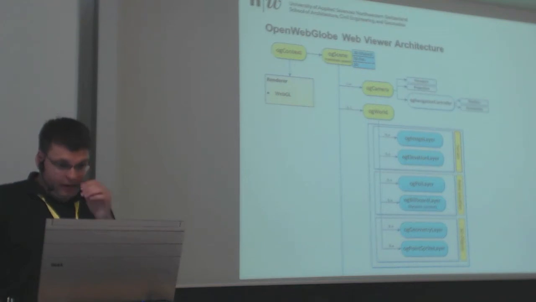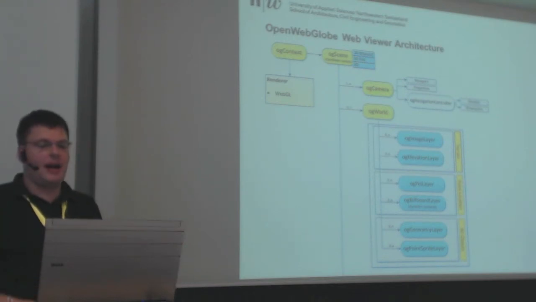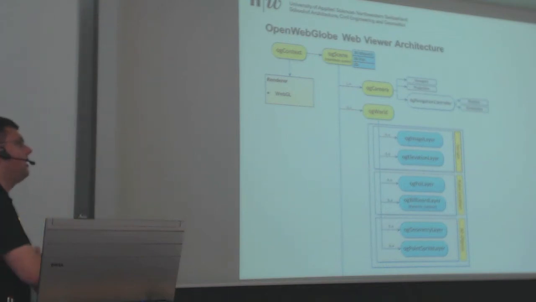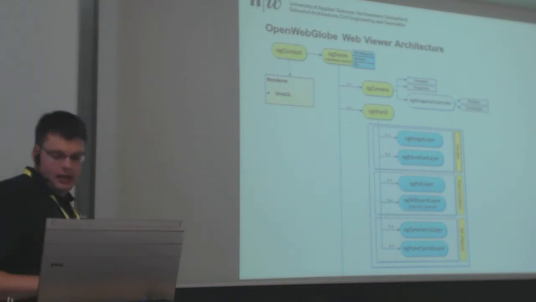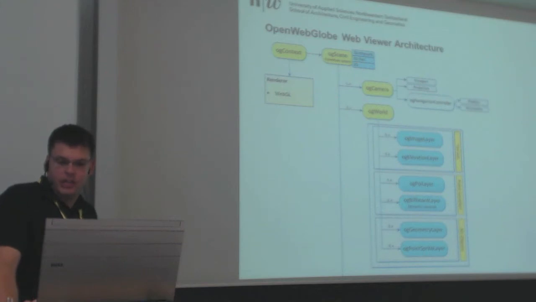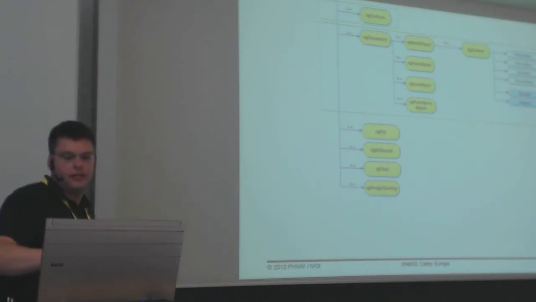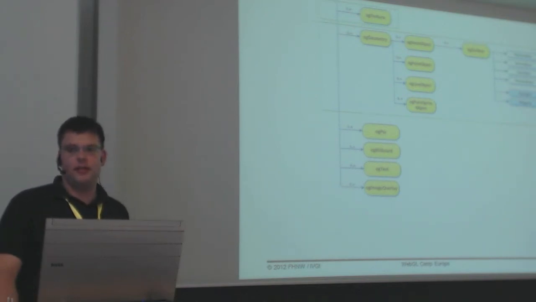Now the web viewer architecture: every content is managed in a layer. We have this layer object. It's all object-oriented JavaScript, and for each layer we have a corresponding object. So we have a POI layer, so we also have the POI objects, and so on.